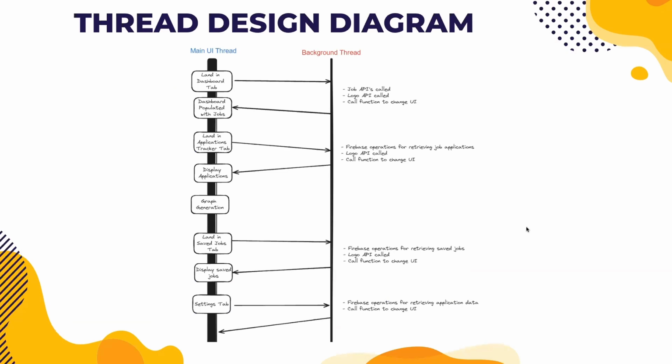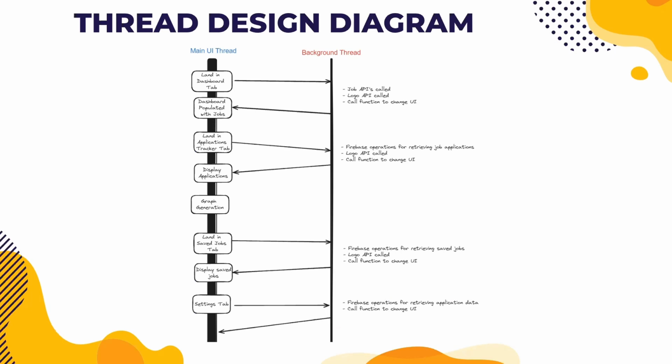So here's our thread design diagram. As you can see, if you were to start up the app, you land in the dashboard tab, which will start up the background thread to query both the job and company logo APIs that we use. Once those are resolved, the UI gets changed and the cards with all the jobs get populated.